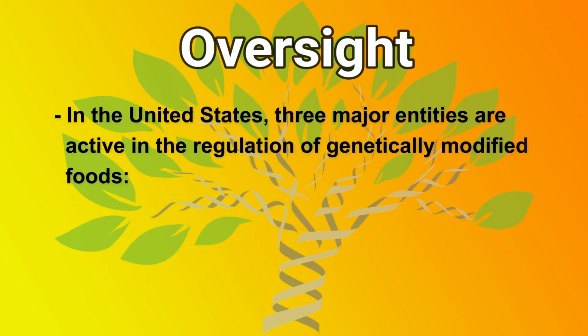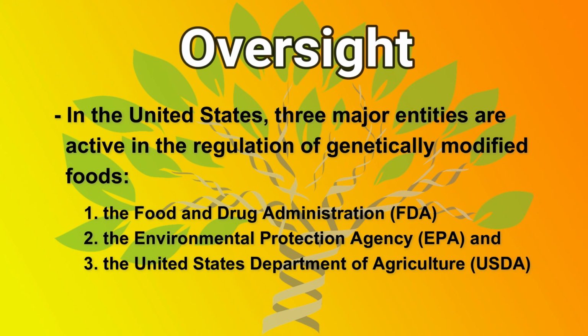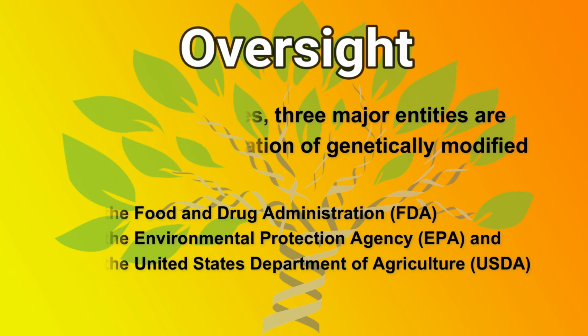In the United States, 3 major entities are active in the regulation of genetically modified foods. Number 1, the Food and Drug Administration (FDA). Number 2, the Environmental Protection Agency (EPA). And Number 3, the United States Department of Agriculture (USDA).